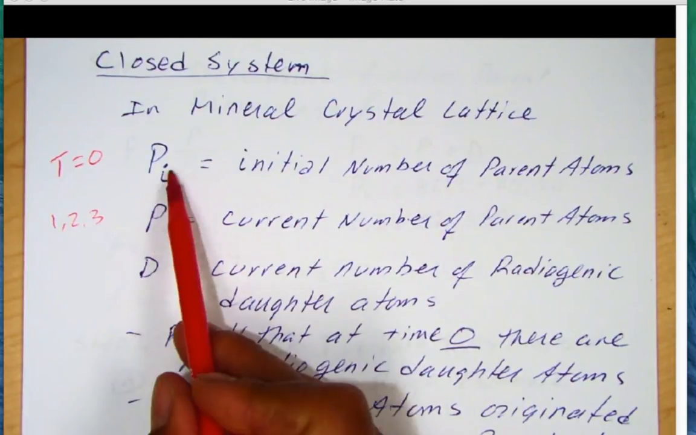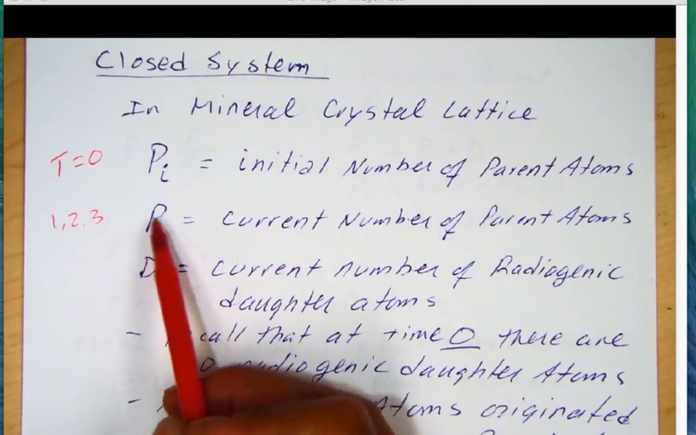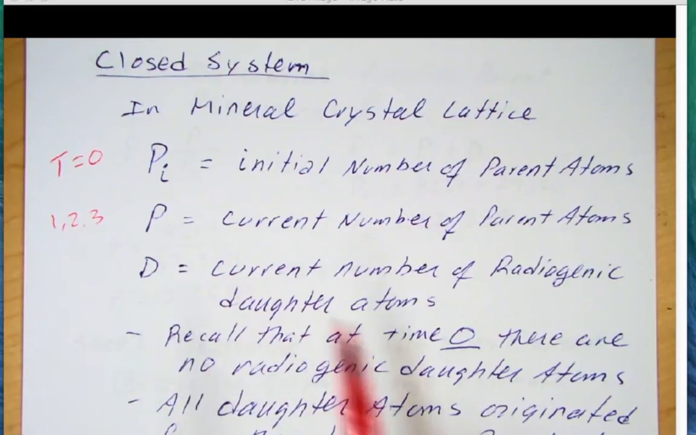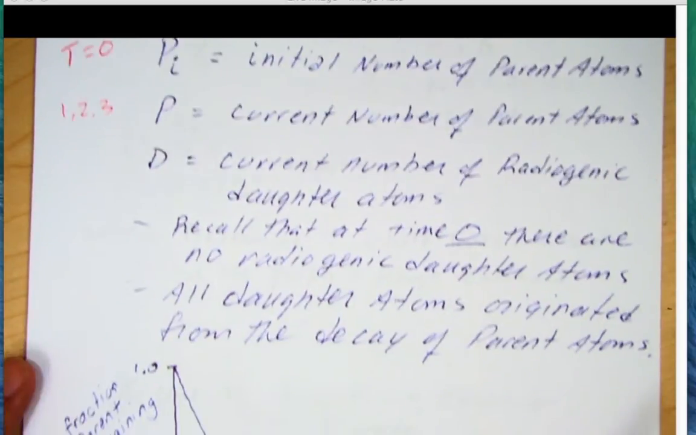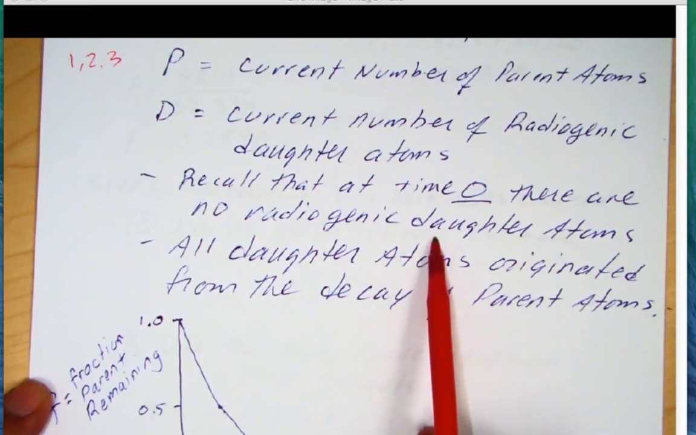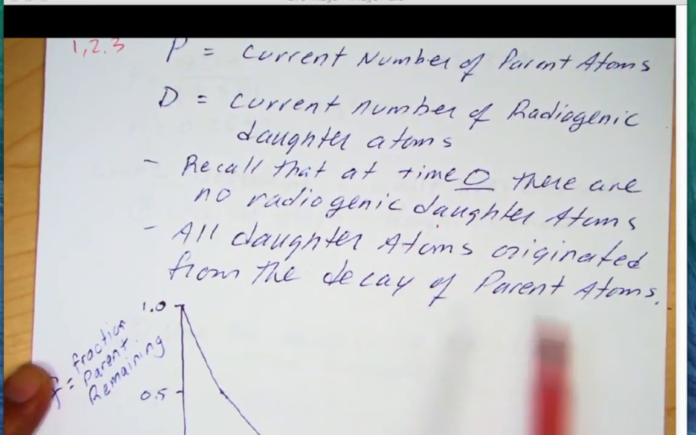Your initial parent is going to be something more than the number you have currently, the current amount. And in the meantime, you're going to have grown some daughter products. So D is the current number of radiogenic daughter atoms. With these, we can figure out ages of the system. So recall that at time 0, there are no radiogenic daughter atoms, right? All daughter atoms originated from the decay of parent atoms, right?